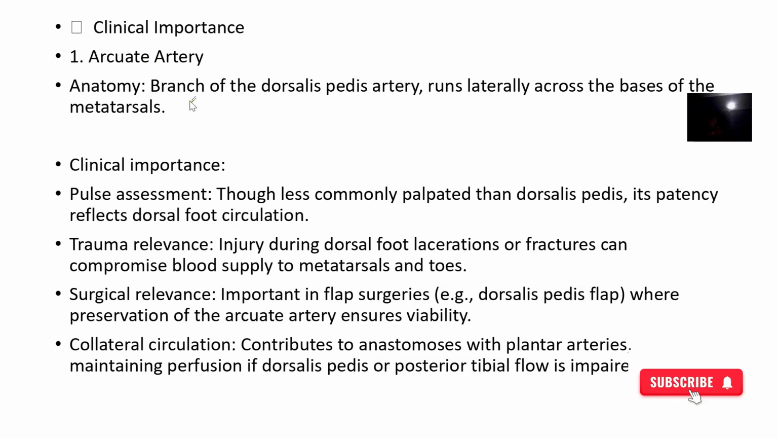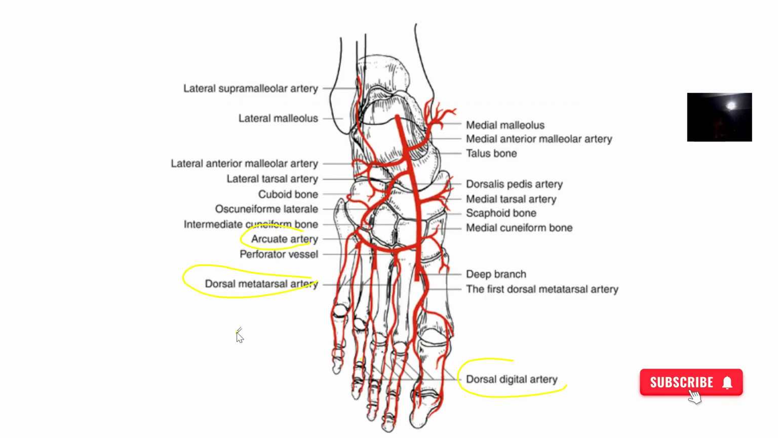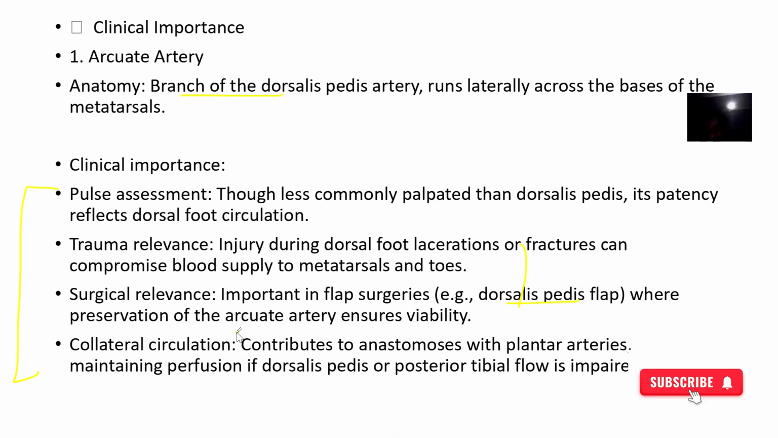So first we see that the arcuate artery is a branch of the dorsalis pedis artery, running laterally across the base of the metatarsals. Its clinical importance is very important in pulse assessment, in palpating the dorsalis pedis. Okay, so traumatic relevance: all those traumas and fractures could compromise the blood flow there. It's also very important in surgeries like the dorsalis pedis flap, and it also connects with other blood vessels there to give collateral circulation.